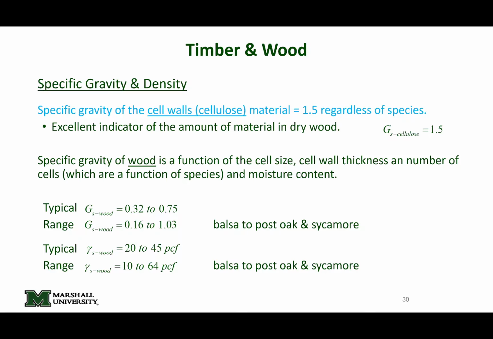But if you were to ask me, without knowing anything, what value should you use as a specific gravity, I'd probably use something like 0.35 for most species of wood around here. So 0.35, 0.4, something like that.